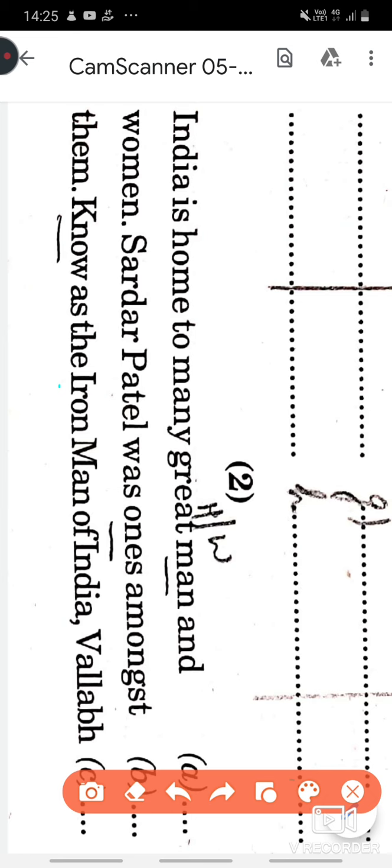You may also listen to the video, or you may read what you have marked and written on this page. Let's get started. India is home to many great men and.